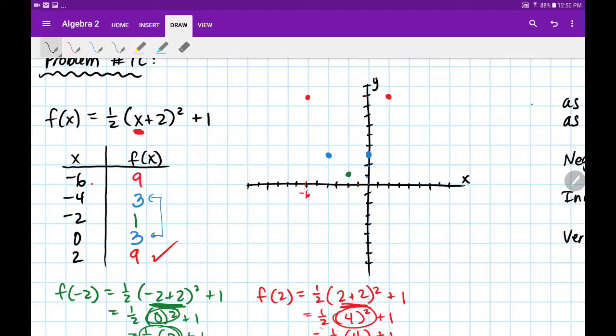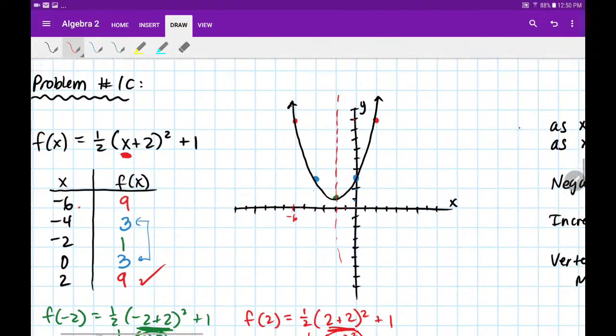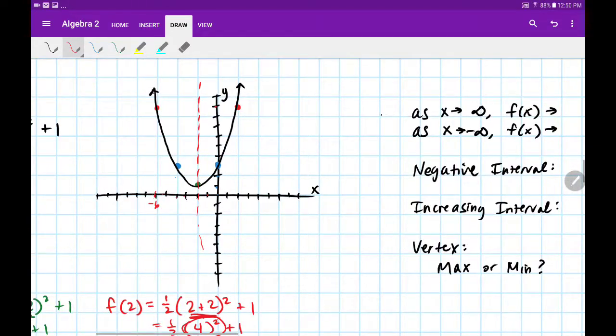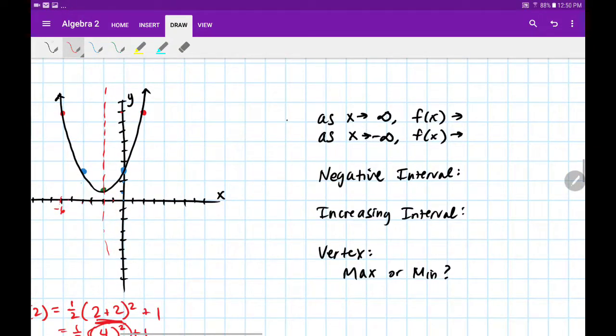Let's check. Does this look symmetrical? Does it look even on the left and on the right? It looks like it's nice and symmetrical on the left and on the right, okay? So we know that we likely did not make a mistake. Let's answer some questions about this beautiful parabola that we just graphed.